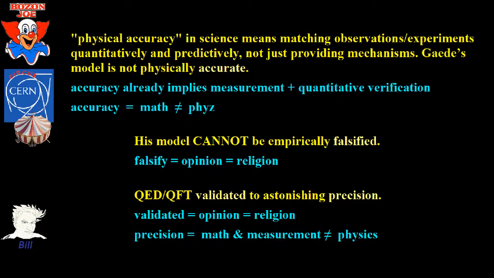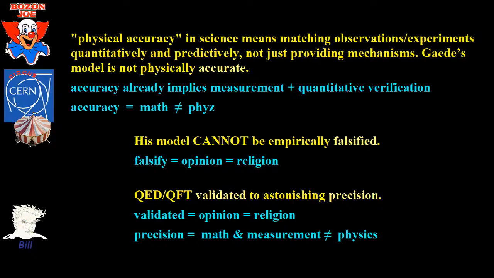He says his model cannot be empirically falsified. Hopefully it cannot be falsified, because falsification means you're going to convince someone that it's untrue, according to you. So you're just talking about persuading people and convincing people. So falsification has to do with religion. It's an opinion. And then he says QED, QFT, quantum electrodynamics and field theory, validated to astonishing precision. Who cares? I mean, validated means someone convinced you of it.